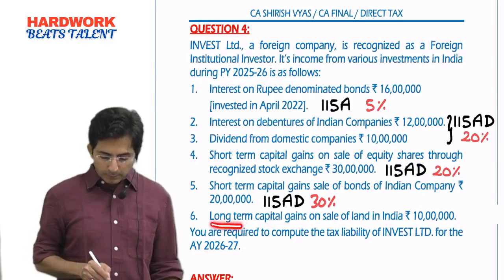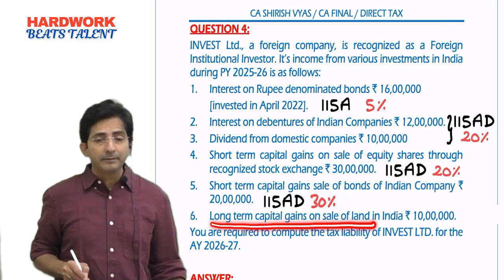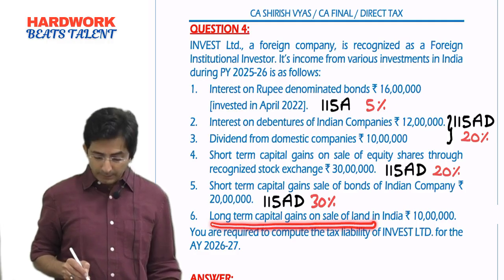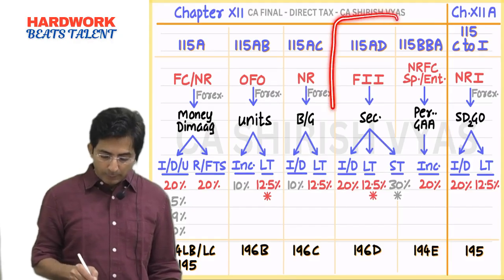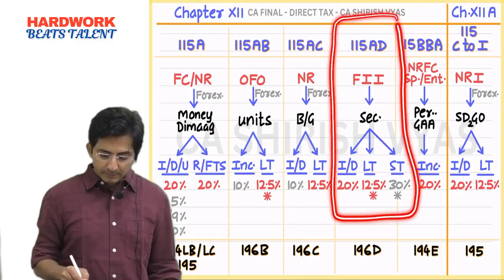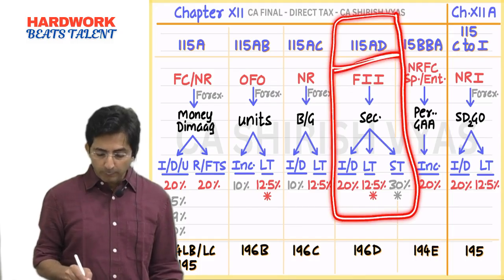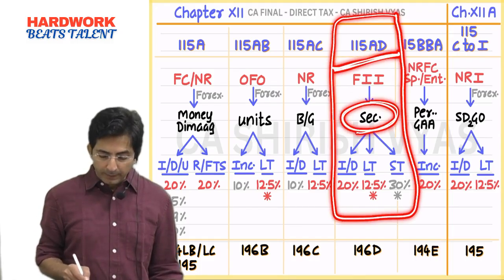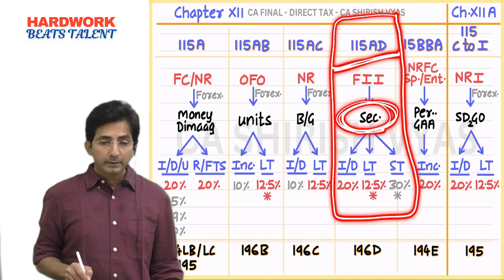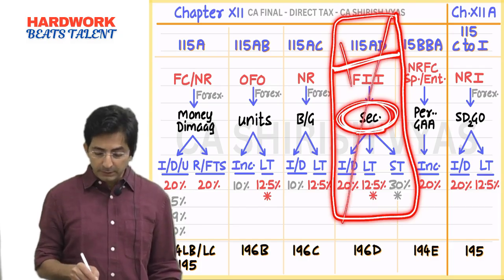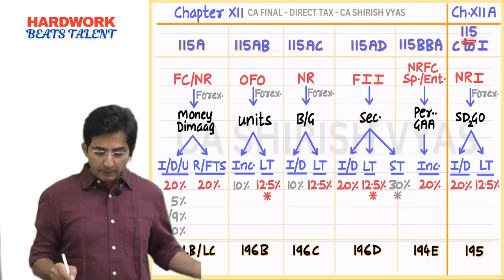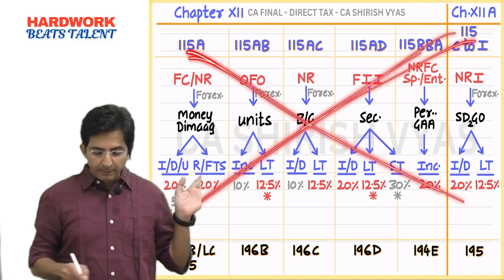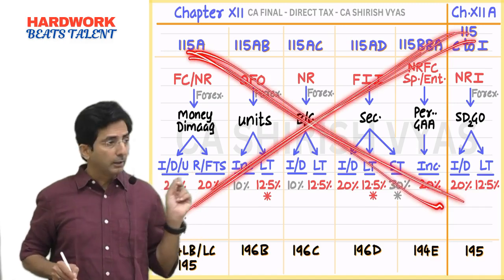The next point is long-term capital gain on sale of land. So here it is land. Tell me, will I use 115AD? Say no, because 115AD is for security oriented income. It is land, so don't use this chart. In fact, none of these sections apply. Nowhere are land provisions made by the law.